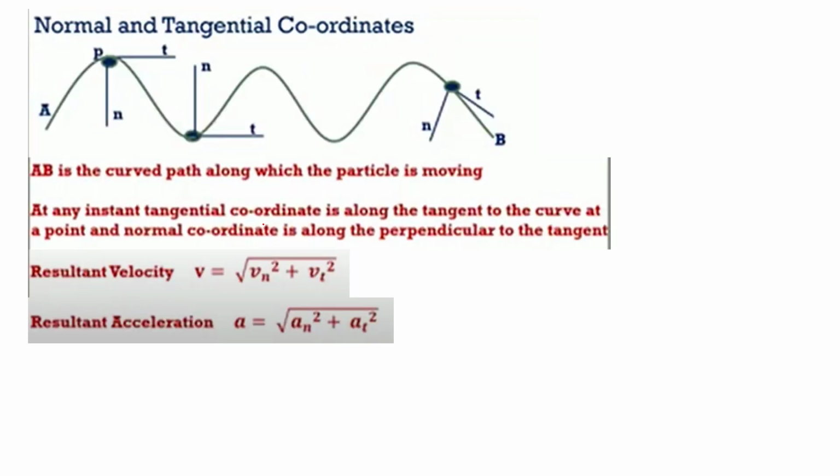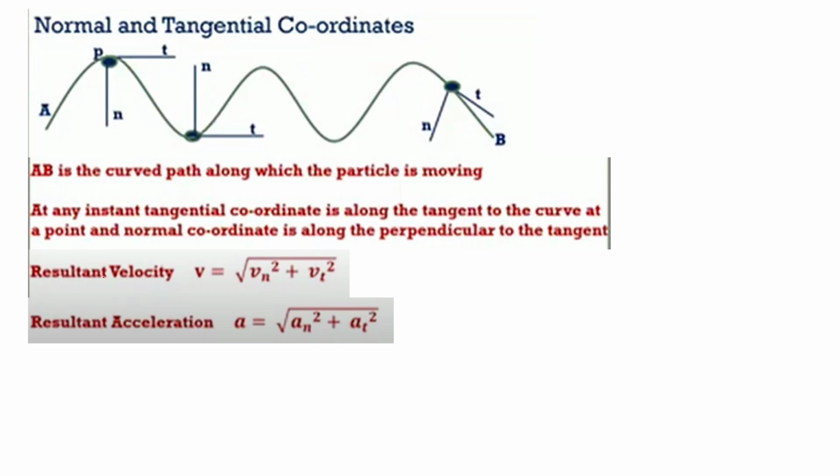Now the next coordinate system is the normal and tangential coordinate system. Here you can see a particle is moving along a curvilinear path. When the particle reaches this point, this is the tangential line and this one will be the normal line. If we have the tangential coordinate as well as the normal coordinate, it is possible to find out the velocity as well as acceleration.